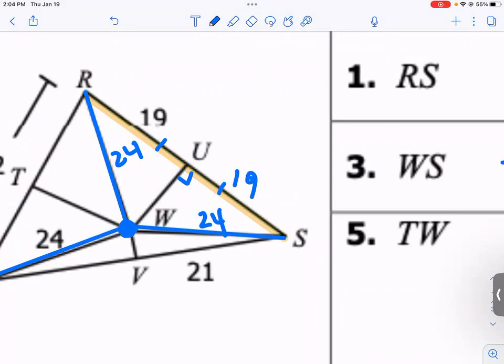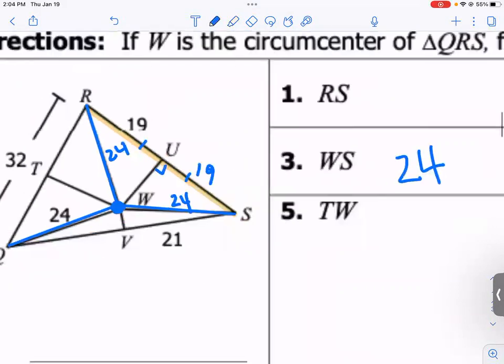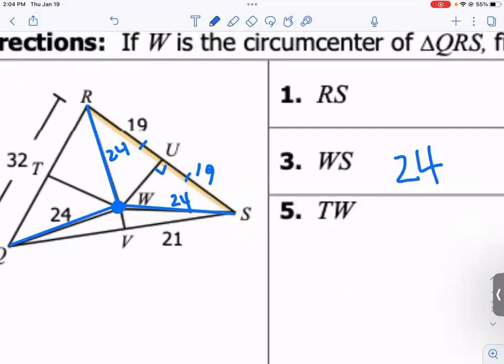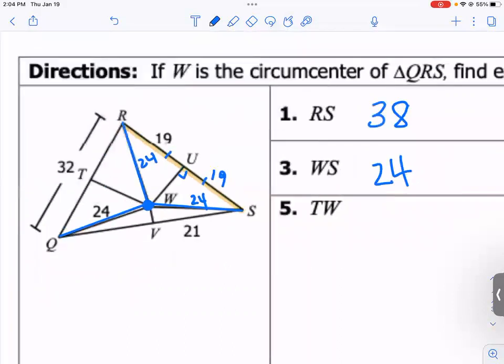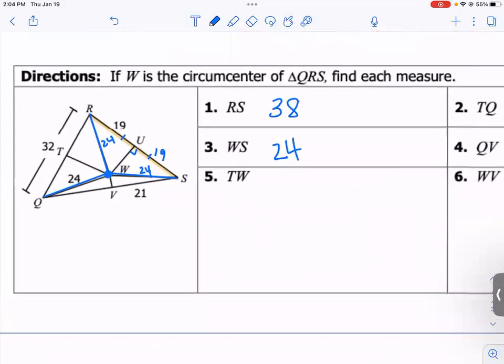Okay, so Tyler, what is RS? RS is equal to RD. Okay, so it's 30. No, look up here, look up here. This piece is 19. And since we have a perpendicular bisector, US is also 19. So what's RS? They are not congruent. So let's look at RQ.